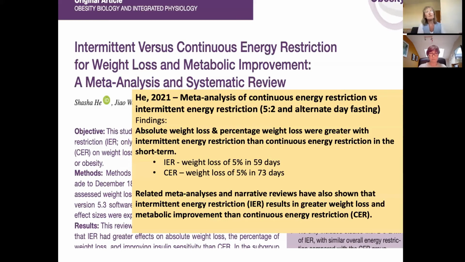And those results mirrored some previous meta-analyses and other reviews that had shown that intermittent energy restriction results in greater weight loss and metabolic improvement, more so than the traditional continuous energy restriction. So I think there's a lot of evidence to show that traditional calorie counting all the time is less good than an intermittent approach.